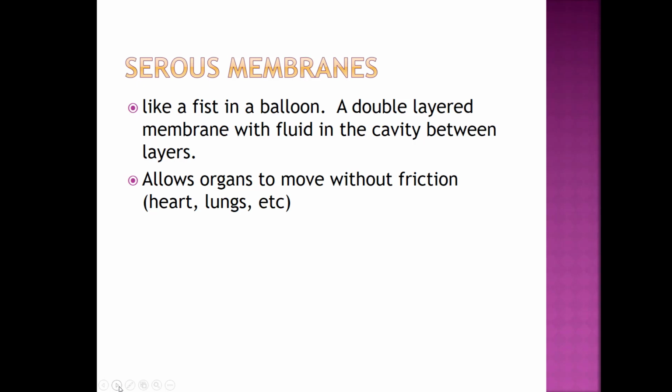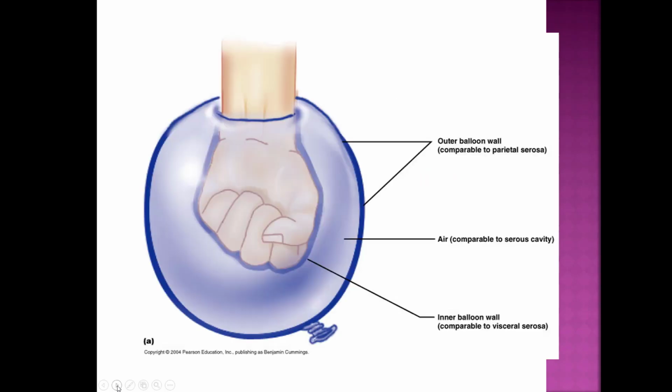Okay, now it's important that these organs be protected in each one of the cavities. So we're going to have what are known as serous membranes. These are thin-walled membranes that secrete a fluid, and it's like a fist in a balloon. So you're going to get a double-layered membrane with fluid in the cavity between the layers. What a serous membrane does is allow organs to move without friction, like the lungs and the heart and the digestive organs in the abdominal cavity and so on.